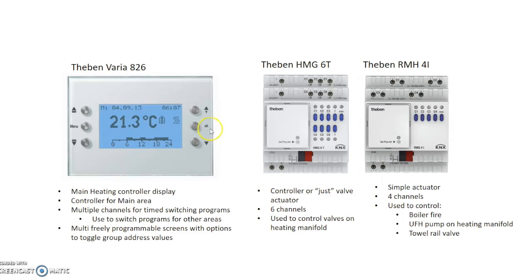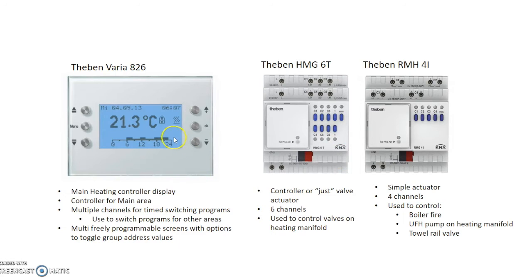So that sits on the wall, and is then connected through to this Theben HMG, which has 6 channels for controlling the actual heating valves, which allow the hot water to flow from the boiler through to the radiators, or in my case, underfloor heating. This can act as either a controller, where it takes in temperature inputs and has a set temperature, and then either turns on the valve or not, according to those temperatures. Or it can act as just an actuator.